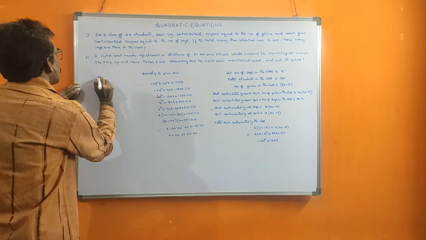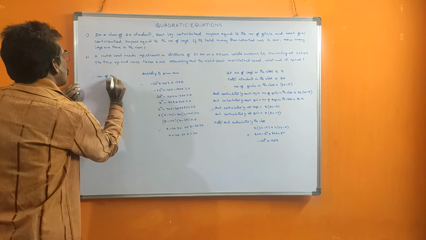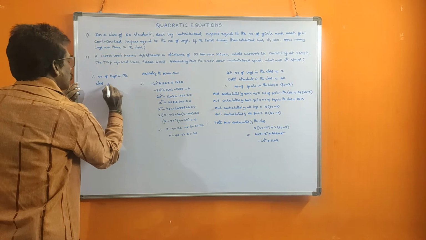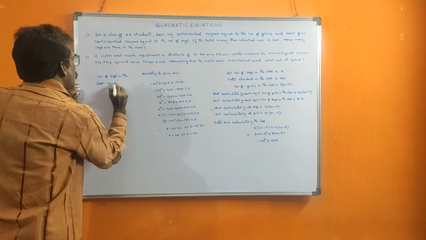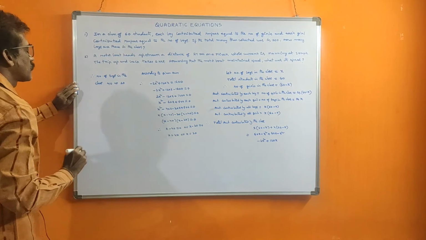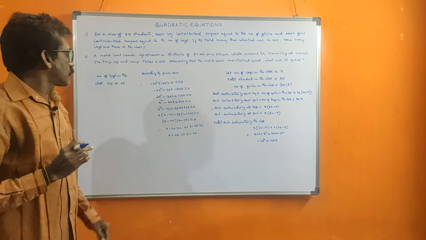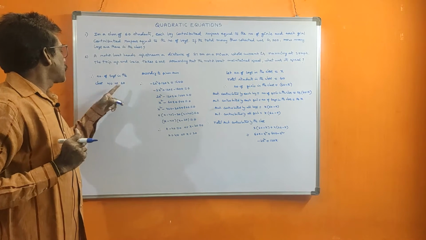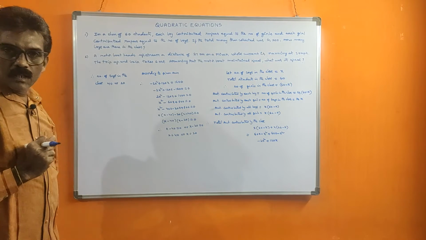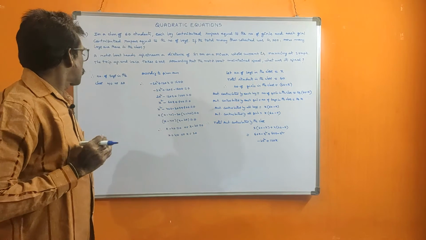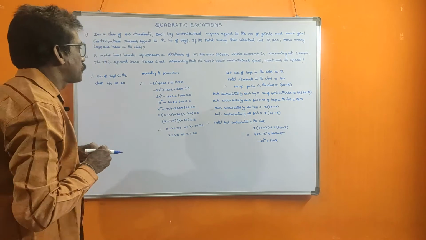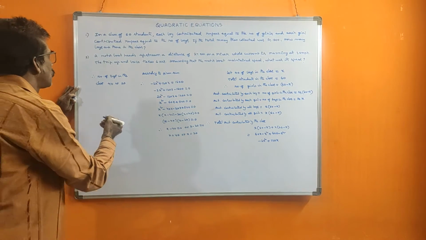Therefore, the number of boys in the class is 40 or 20. So this is the answer. If boys are 40, then girls are 20; if boys are 20, then girls are 40. The number of boys is 40 also or 20 also, and this will satisfy. So check once if you want.